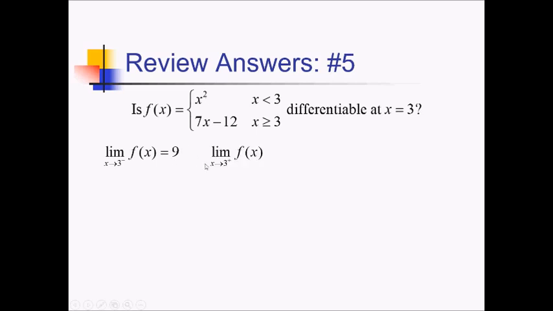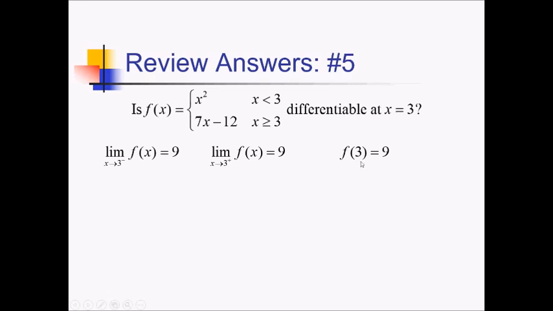So 3 squared gives us 9 for that. Next, right side limit at 3. Now we're plugging 3 into this bottom rule. 7 times 3 is 21, minus 12 is going to be 9. So the limits match up. Let's check out the function value. Function value happens to have the same value as the right side limit because the equals is in the second rule here. So f of 3 is also going to be 9.